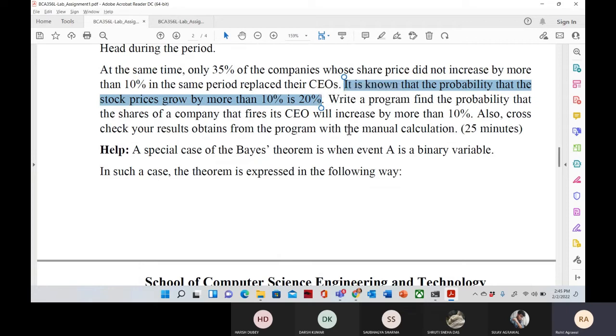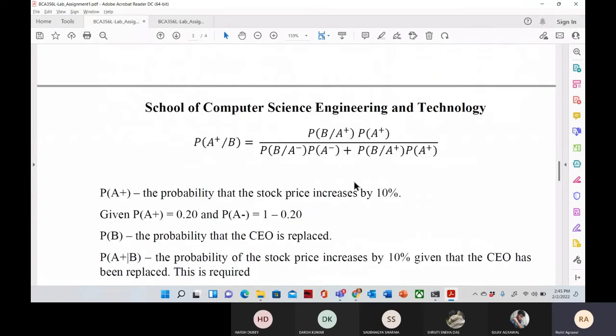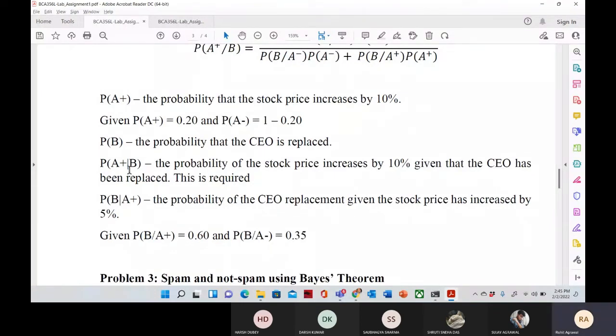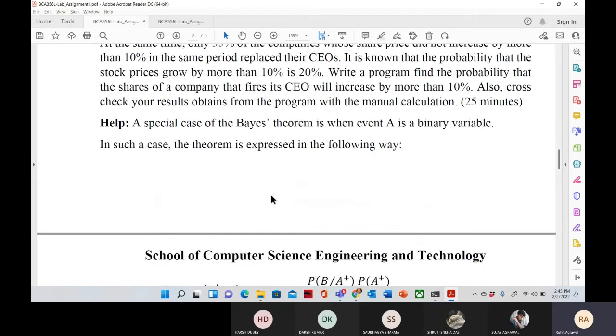Now write a program to find the probability that the company fires its CEO. That means P of B will increase the share by 10% given P of A plus. What we need to find is this data. Clear? This is fine. Yes, sir.